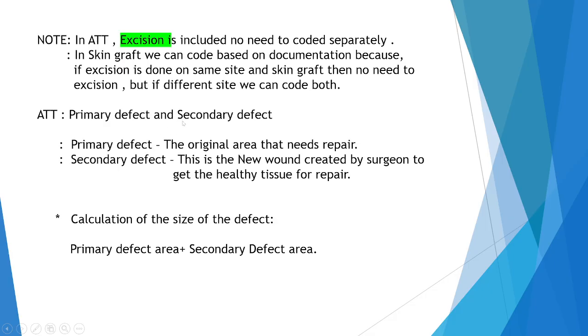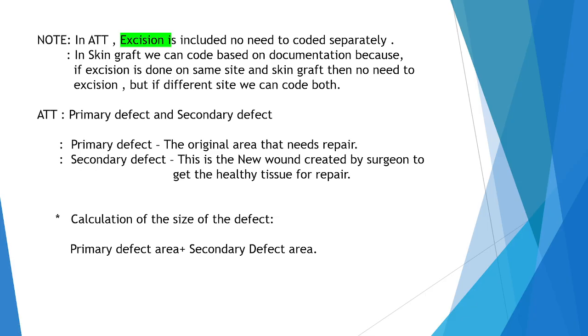Now the secondary defect. The secondary defect is the donor site. How do we know that the secondary defect is there? If there is a new wound created by the surgeon to get healthy tissue for repair, we can say that it is a secondary defect. So the recipient site is the primary defect and the donor site is the secondary defect. No matter whether the donor site is the same person, a different person, or a different species, that one is the secondary defect.